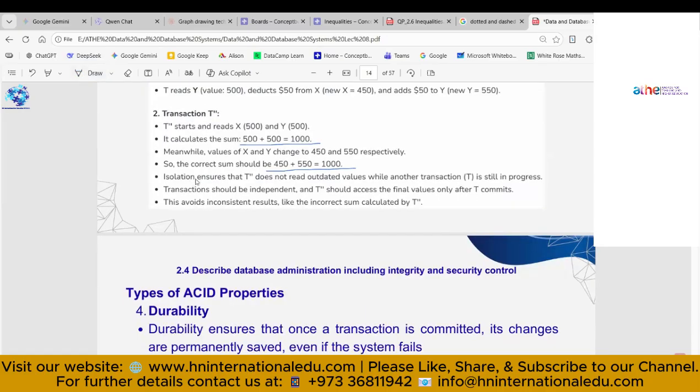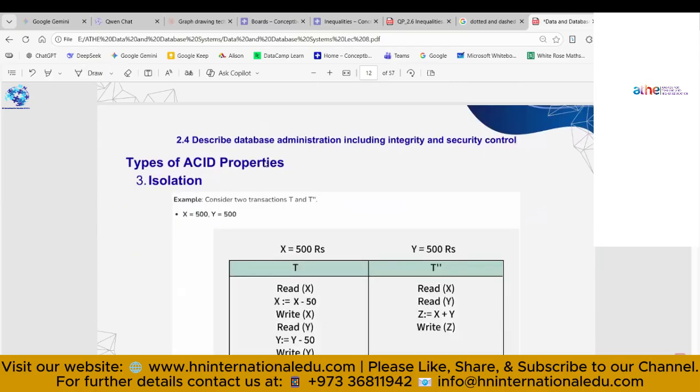So this is isolation. It ensures that T prime does not read outdated values while another transaction, the original one here, is still in progress. So this is what isolation is.